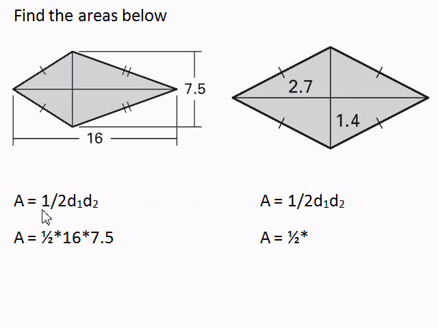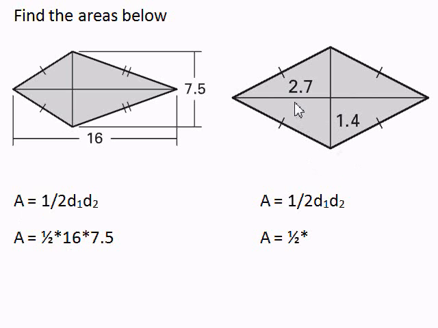For the first one, area is equal to 1/2 diagonal 1 times diagonal 2, since it is a kite. Now 1/2 times 16 times 7.5, 16 being one of our diagonals and 7.5 being the other, should give us the area of this shape, and I'll type that in the calculator here in a second.